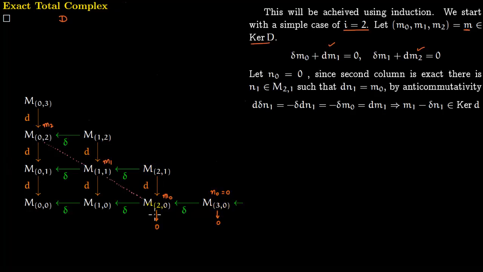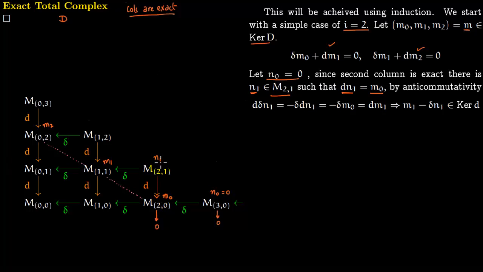So this column is exact. We are saying the columns are exact. This is what we are assuming to start with. So this map is therefore surjective. You are able to lift this m0 to some element, say n1 right here. So first we set this n0 is 0. That's what I'm writing here. And in the second column it is exact. So you make an n1 such that d of n1 is m0. So you apply d to this map, you get m0.